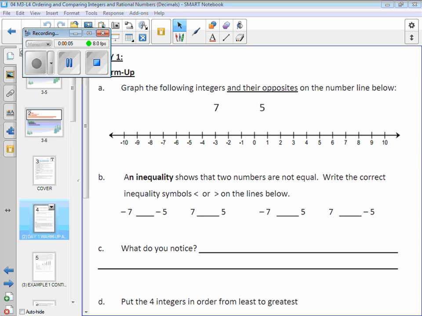All right, the warm-up is a review of what we've done in lessons 1 through 3. Everybody graph the integers shown, 7 and 5, and their opposites. And I'll call you up to the board and you can kind of do it. Christian, go ahead.